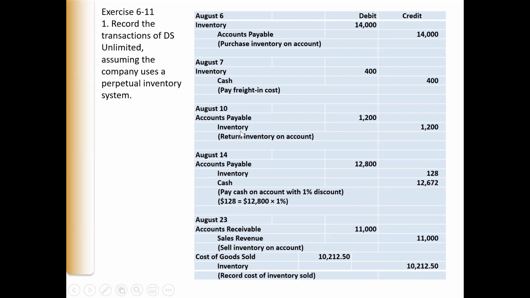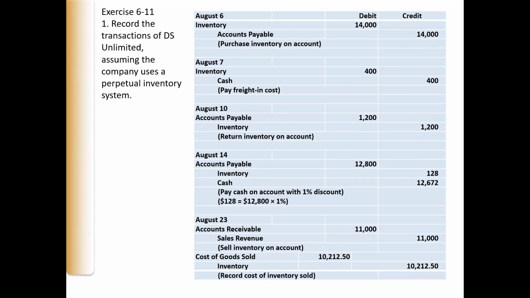When we finally pay our bill, we utilize the discount. So we're going to debit our accounts payable. We are going to credit our inventory for the 1% discount because we're not paying as much as we thought in our inventory. And then we're going to credit our cash.